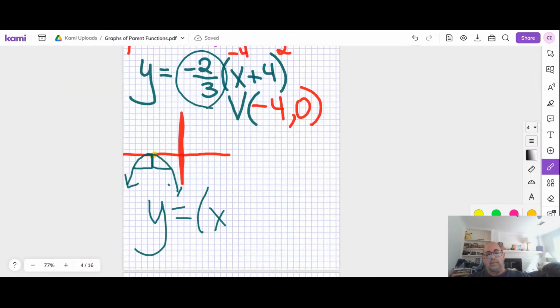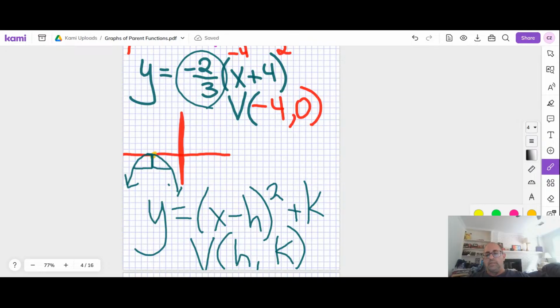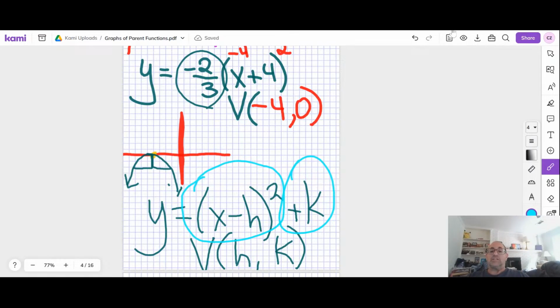Y equals x minus h squared plus k, where the vertex is at h, k, which essentially means zero this out and take this. Some people like to say opposite same, but if the inside is more complex, then you have to actually solve to set that equal to 0. So zero it out, move it, zero it out, move it. And that is graphing a parabola in vertex form.